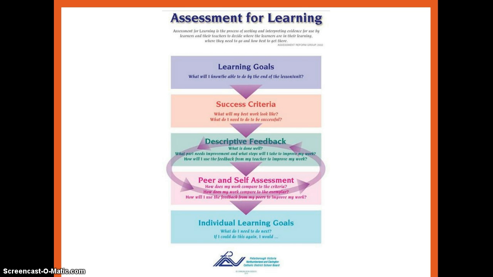We want students to be able to identify what their learning goals are, what that's going to look like, what successful criteria will look like. We want to provide descriptive feedback: what is done well, what can we do differently to improve. And then the next step is peer and self-assessment, which I'll talk about briefly. The last part of that is having students create their individual learning goals. All of these are tied together as part of the formative assessment process.